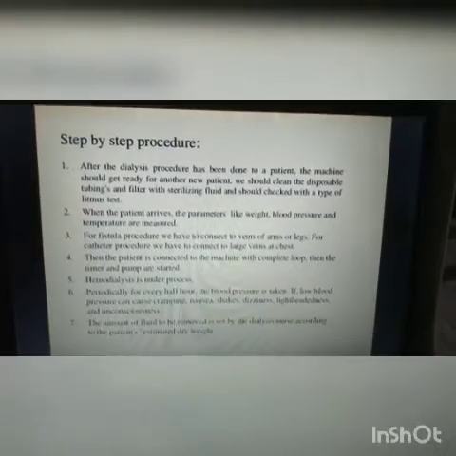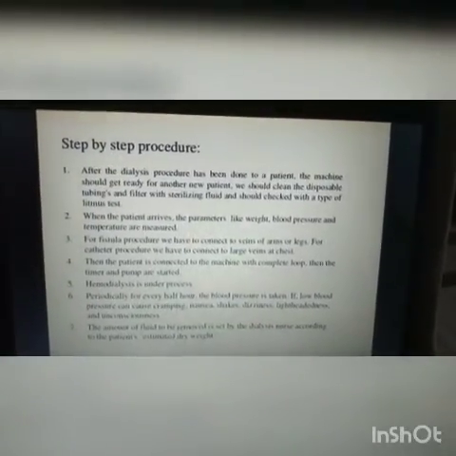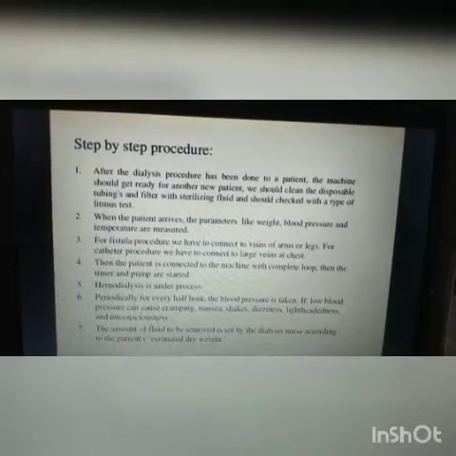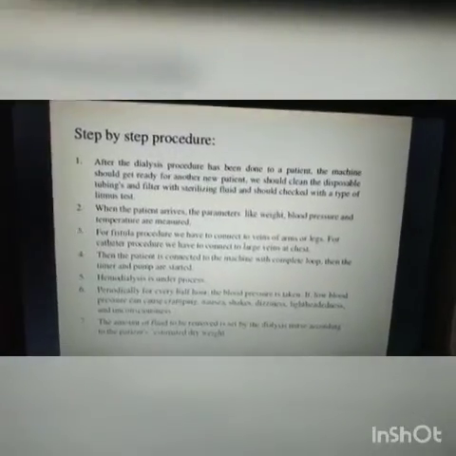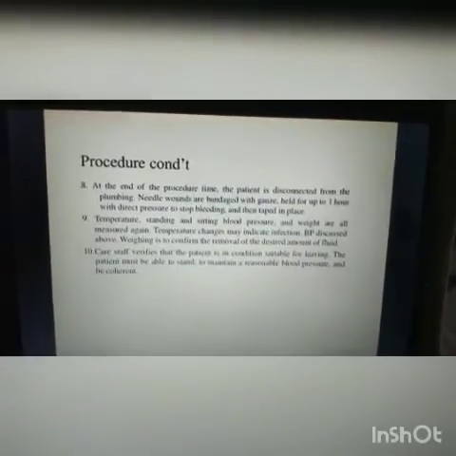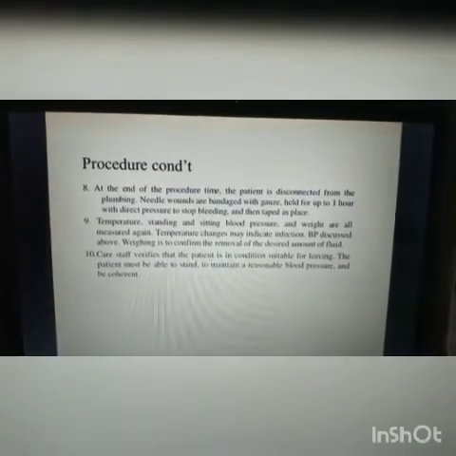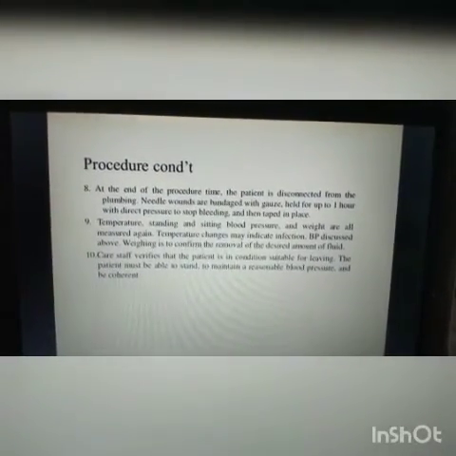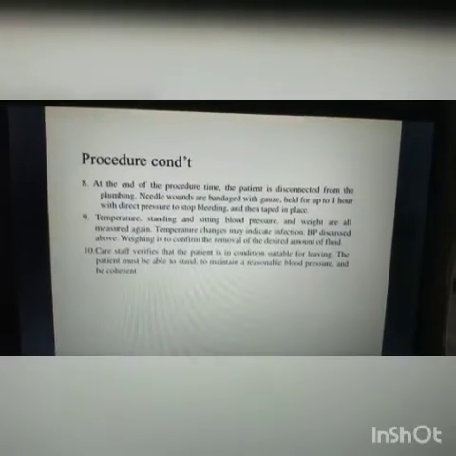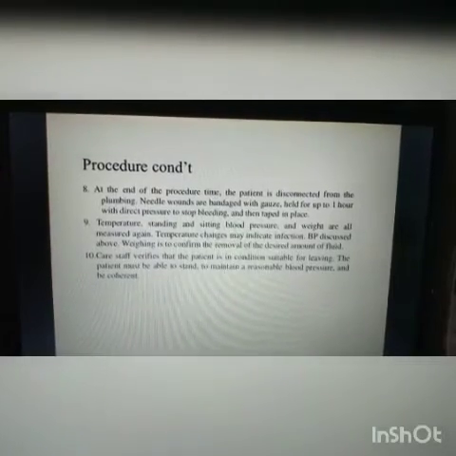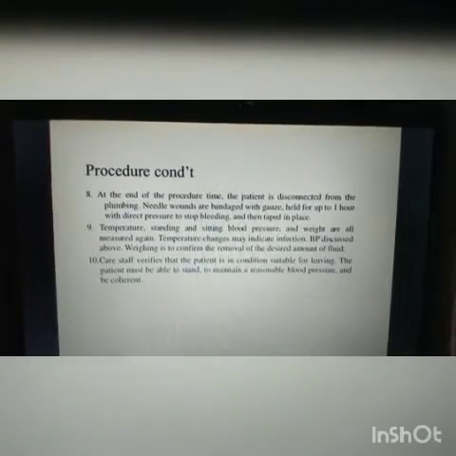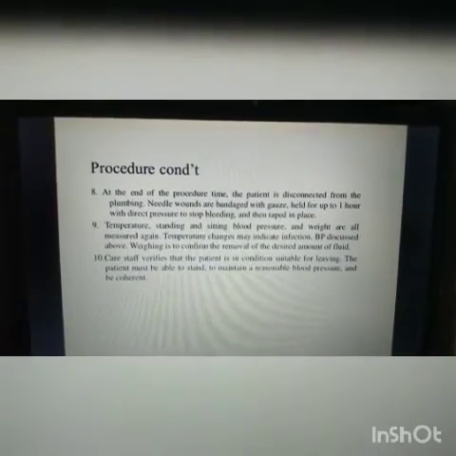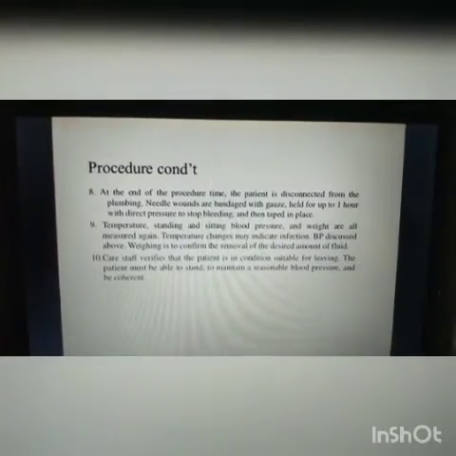Hemodialysis is under process. Periodically, every half hour, blood pressure is taken. The amount of fluid removed is set by the dialysis according to the estimated dry weight. Next point, the procedure at the end. The patient is disconnected from the dialysis machine, and then first aid is given and the holes are closed with a bandage on the blood vessels to stop the bleeding.